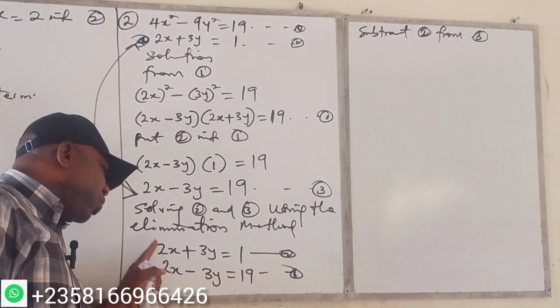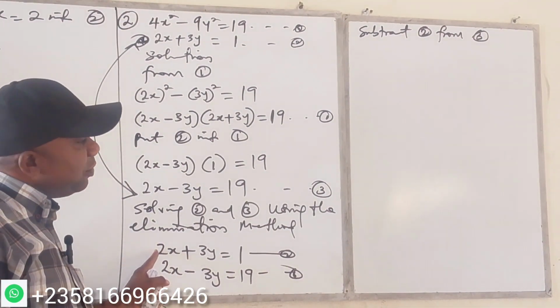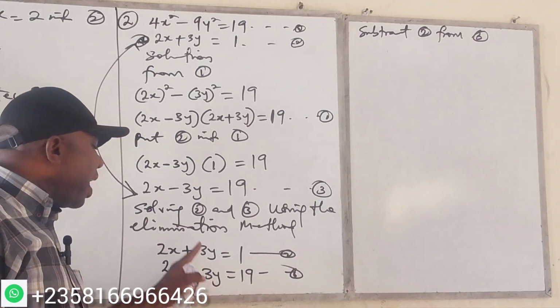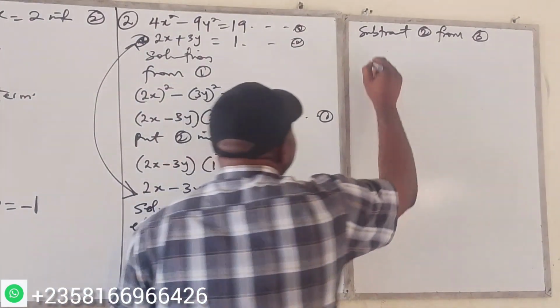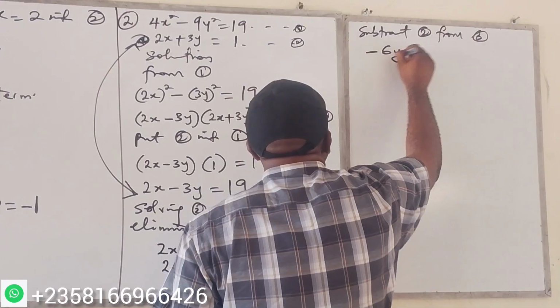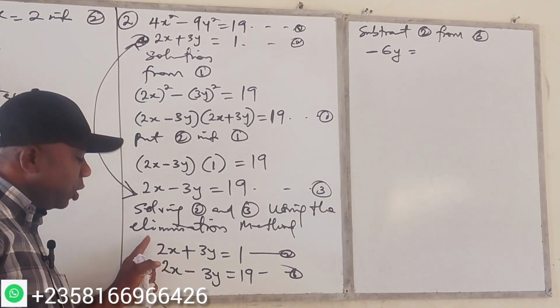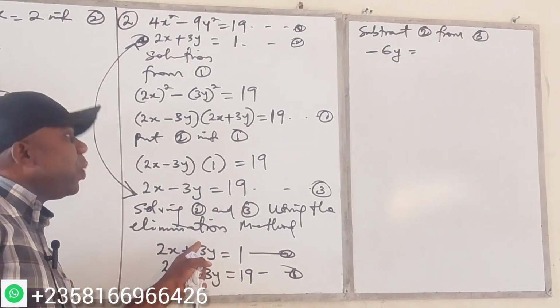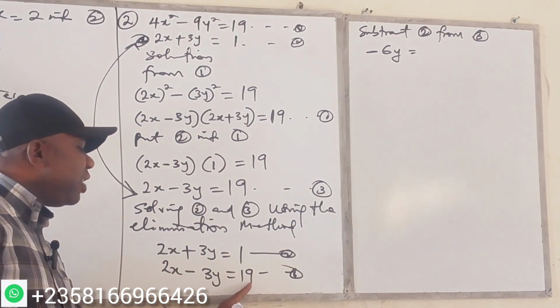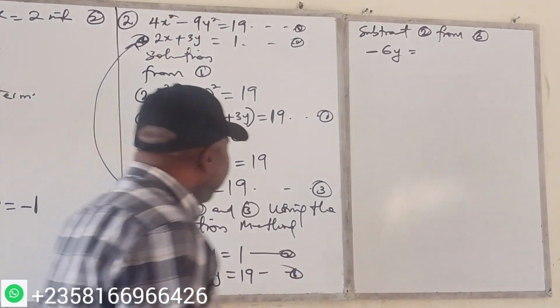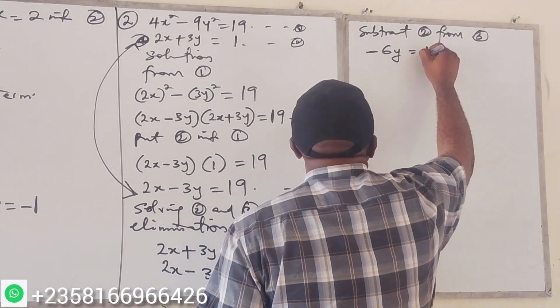So this 2x minus 2x is gone. Yes, so we have eliminated x. So we have minus 3y minus 3y, which is minus 6y. Yes, I take it again. 2x minus 2x is gone. Minus 3y minus 3y is minus 6y. 19 minus 1 is 18.